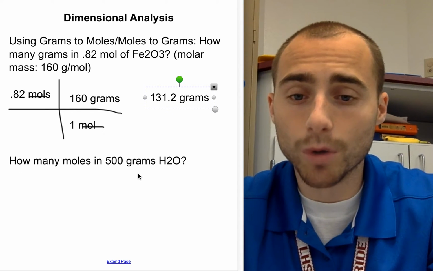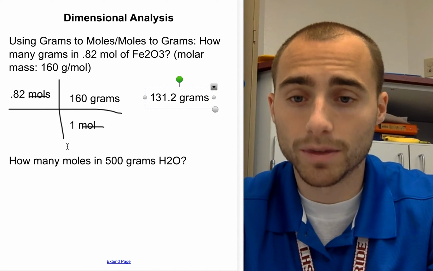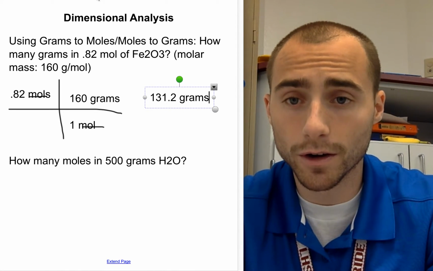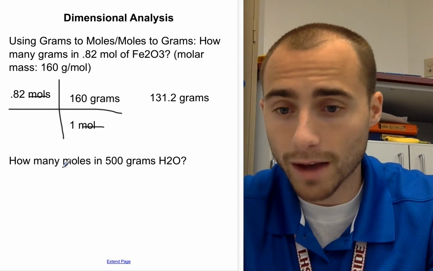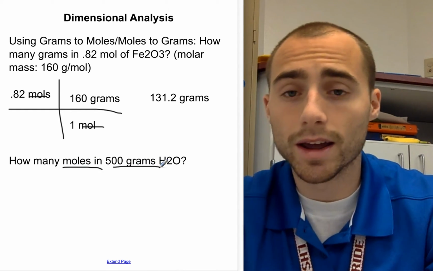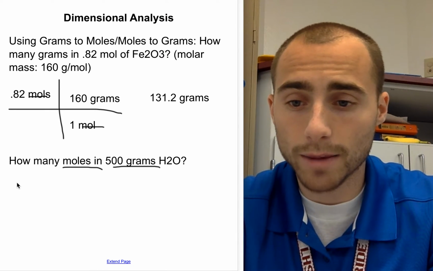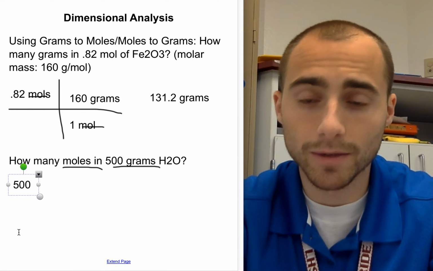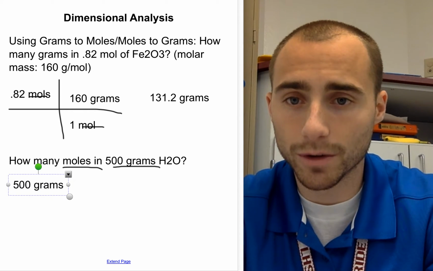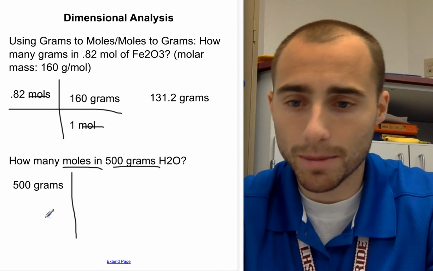Okay, down here, how many moles are in 500 grams? So now we're going from grams to moles. You have to make sure you identify first, what are you looking for? It says how many moles, so I'm looking for moles, and then I am given grams. Therefore, I need to go from grams to moles. So the first thing I write down is my given. You're only going to be given one thing. Here you are given 500 grams. Then I set up my picket fence.